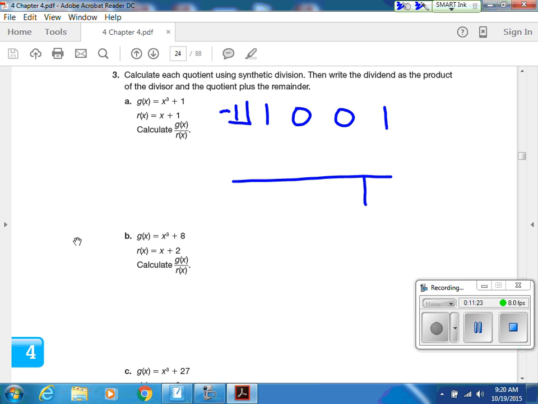Alright, so what do I do first? Bring down a 1. And then what? Multiply. What's -1 times 1? -1. And then what happens? Add. Okay, that's tough. -1. What's -1 times -1? And then what? Add. What's -1 times 1? -1. And then 0. Right. So what does this become?